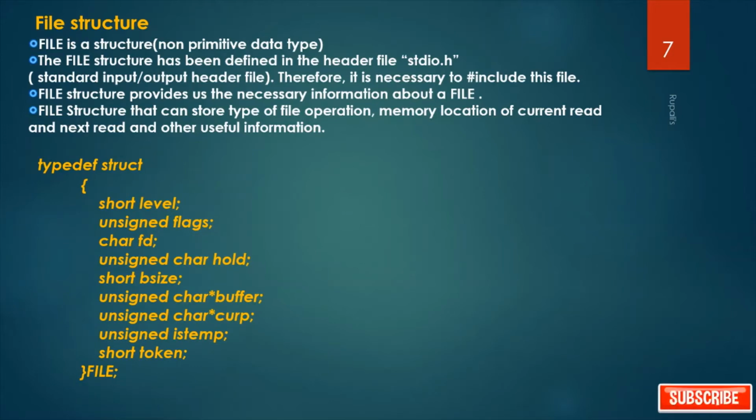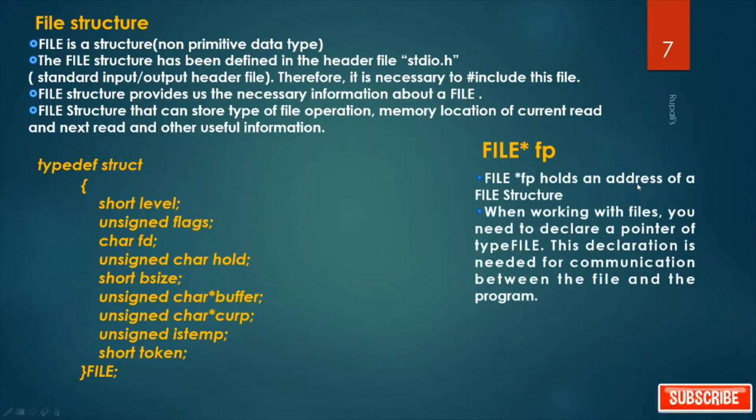So, see this structure. This is our file structure. Now, that variable name is FILE. So, when I write FILE star fp, it means fp is a pointer of FILE type, meaning fp holds the address of this structure, the starting address of this structure.